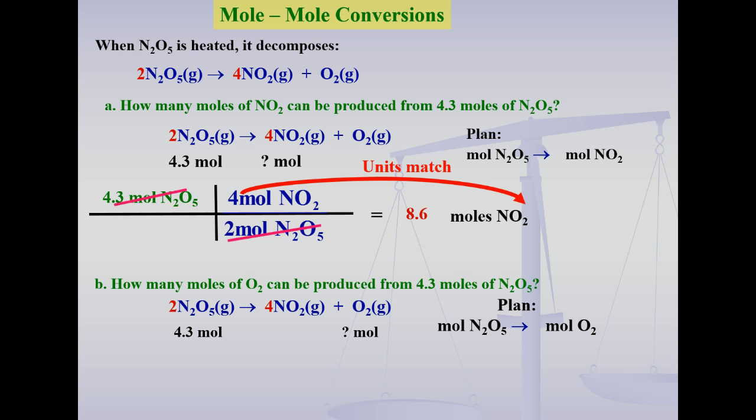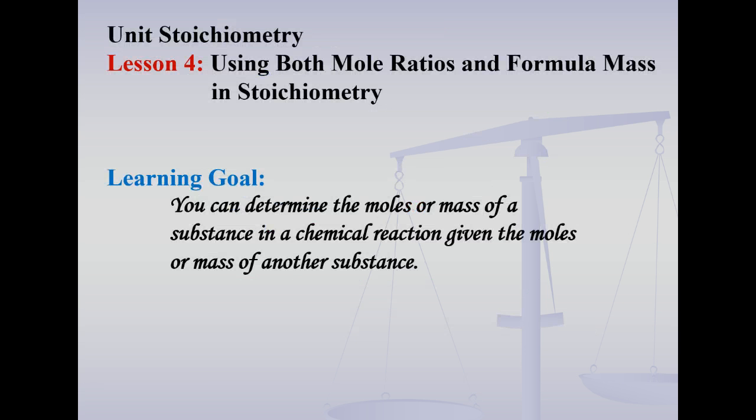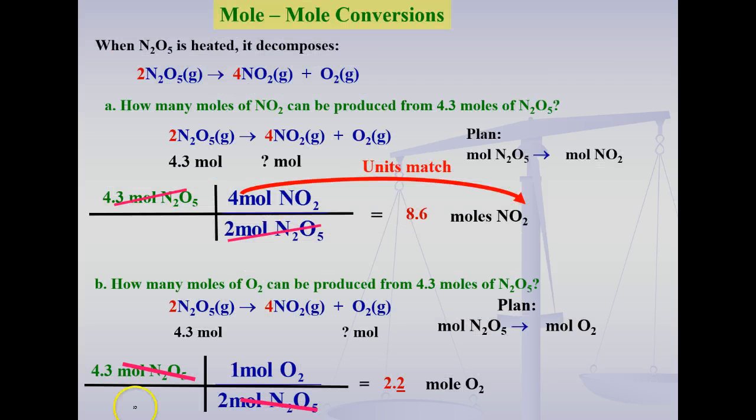And solve the problem, starting with the given: 4.3 moles of dinitrogen pentaoxide. Multiply by your mole ratio. This time oxygen is on the top because that's our unknown, and we have 1 mole of oxygen over 2 moles of the dinitrogen pentaoxide given. Divide out the common unit, do the math, round to the correct number of sig figs, and you get 2.2 moles of oxygen.